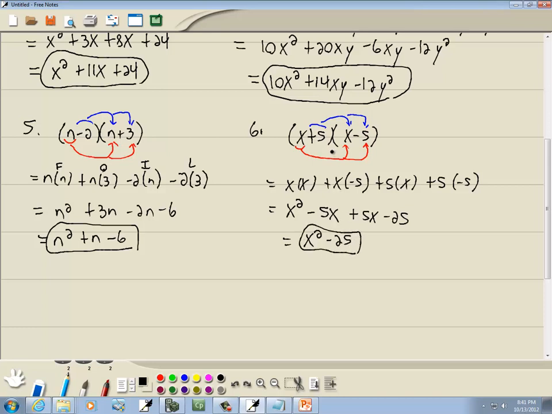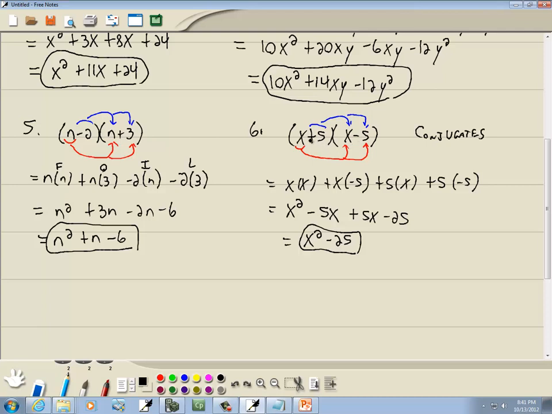Now these have a special name. They're called conjugates. You'll see this a lot in intermediate algebra. Not a lot, but you'll see it more in intermediate algebra. Basically, your first parts are the same. This is x, this is x. Your last parts are the same. This is 5, this is 5. The sign in the middle is different. This is positive and this is negative.